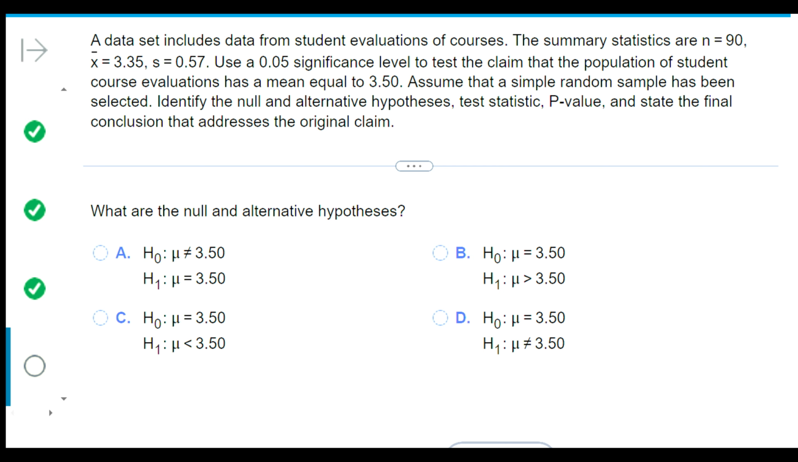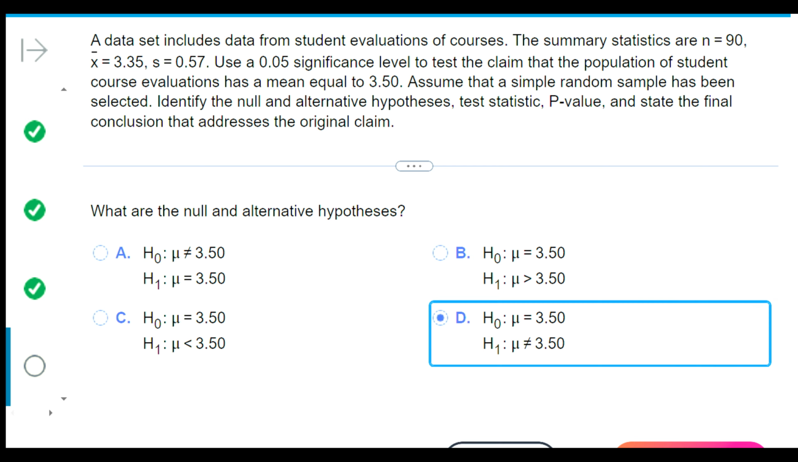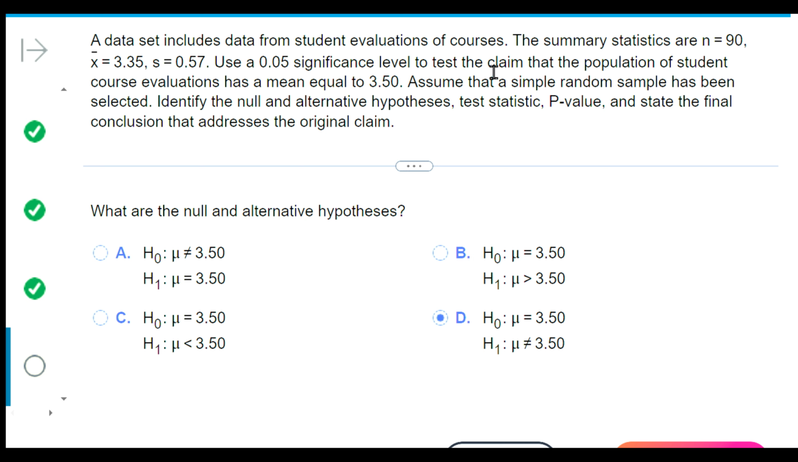Question number 7. We have here a story about course evaluations. They give me a mean. X bar is the mean.